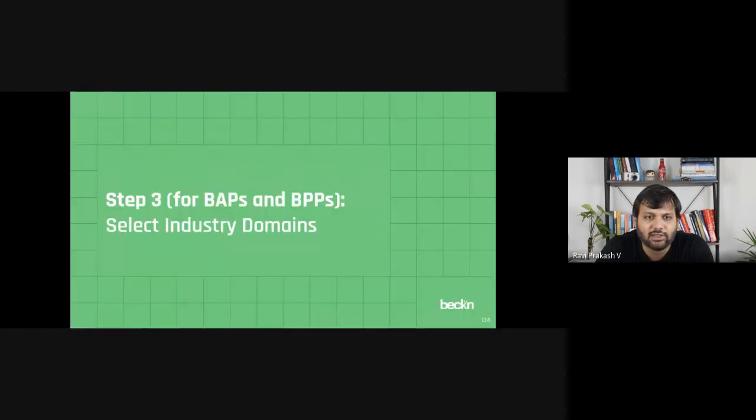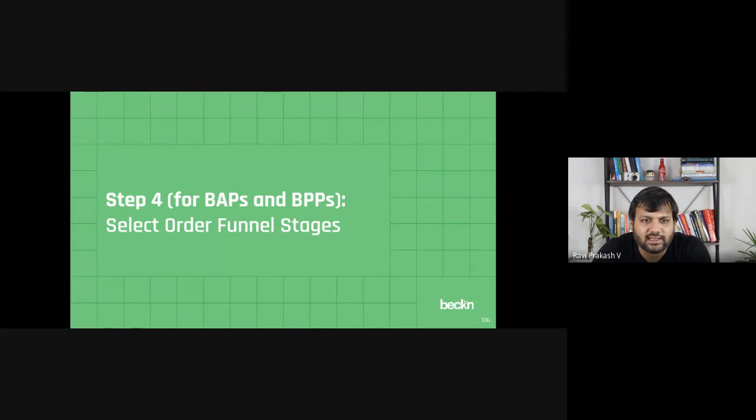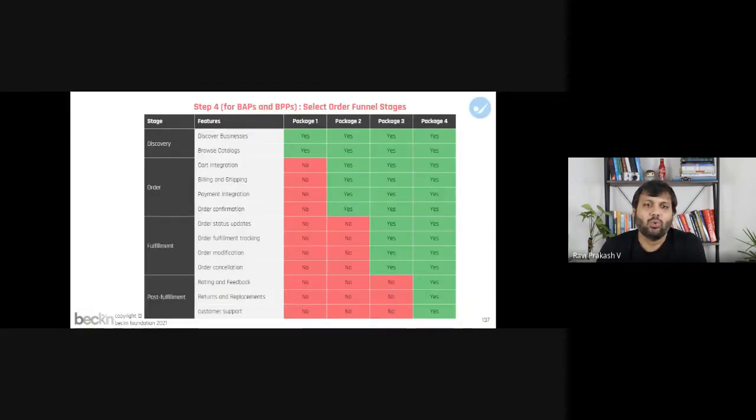Then the next step is to actually select what domain you want. Right. That basically defines what your context header is going to look like and everything. Right. So there could be a multitude of options given to the developer, where he selects whatever domain he wants, and it could be more than one domain depending upon his business models. And then once he selects his domain, he moves to the next step, where he selects the order funnel stages. Right. The order funnel stages basically tell you what are the APIs which I'm going to implement.